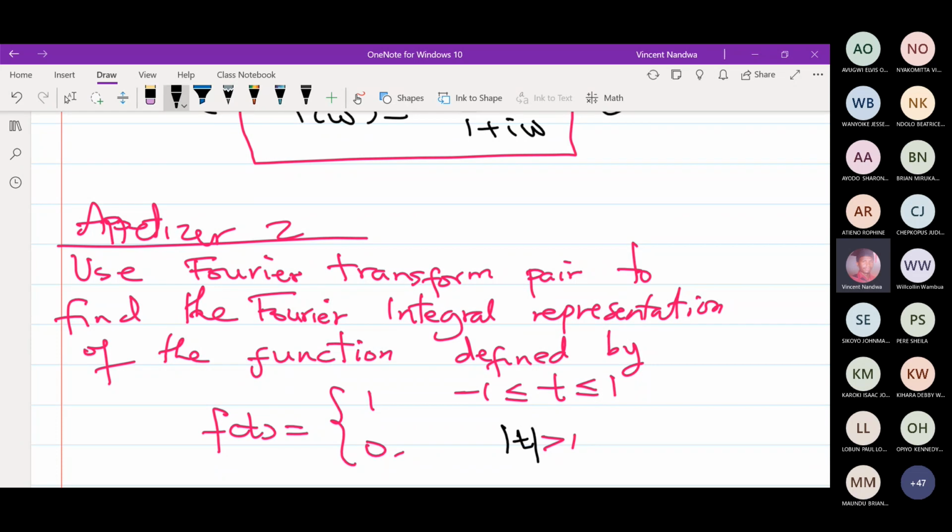So remember, when I write absolute value of t greater than 1, I simply mean that the value of the function f of t will be 0, provided that the value of t is not anywhere between -1 and +1.